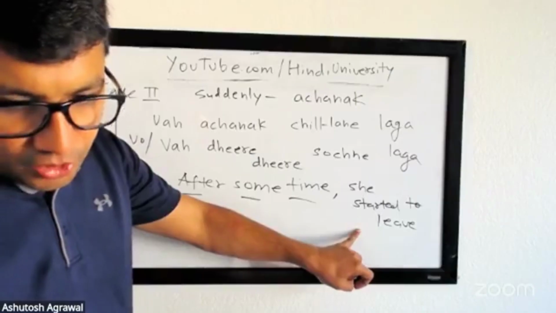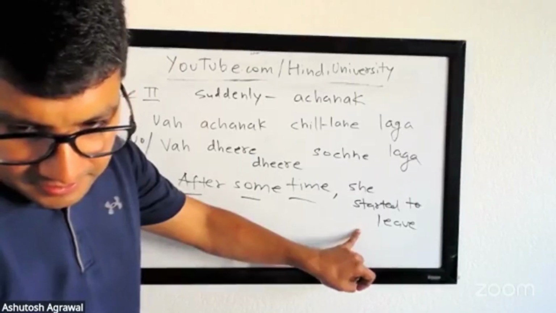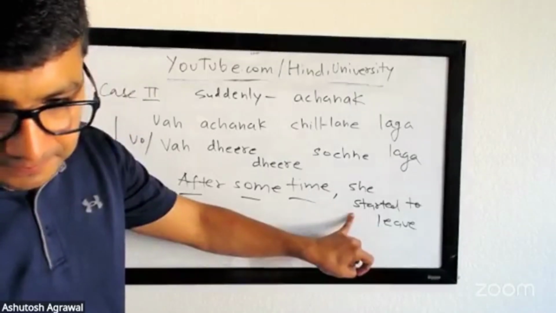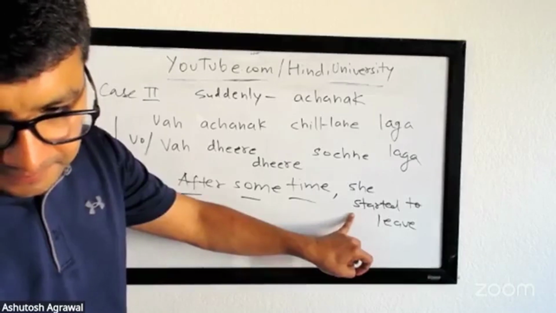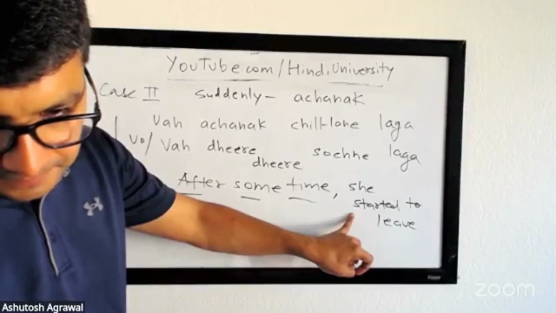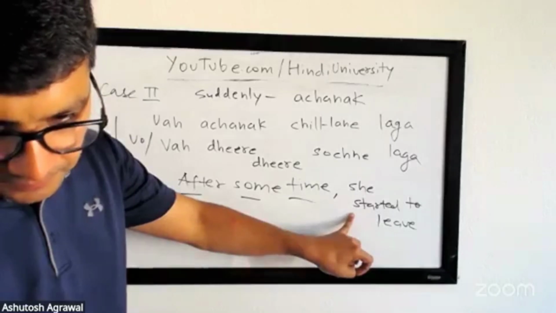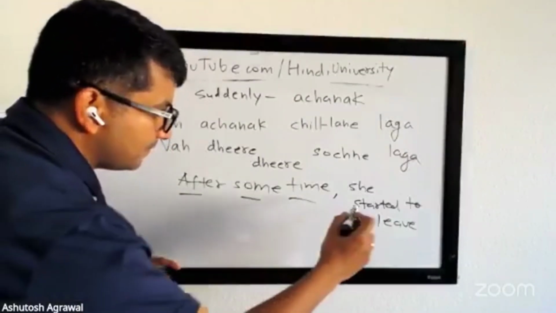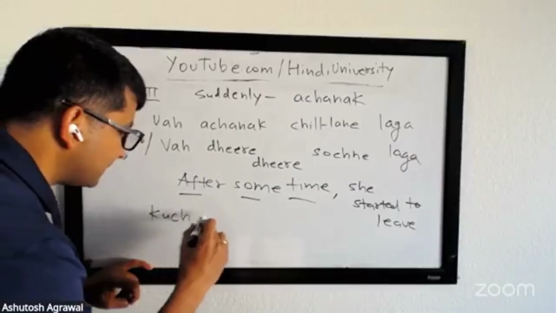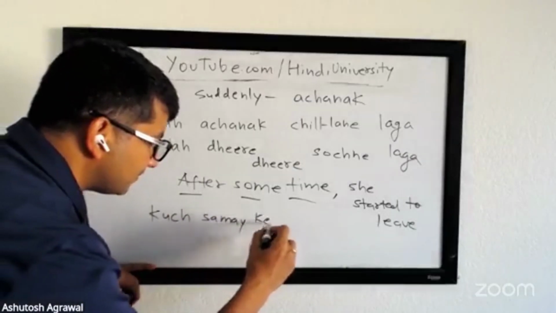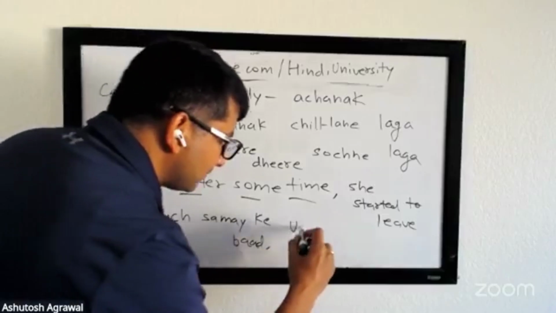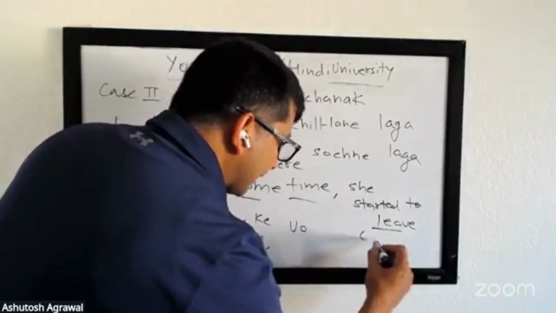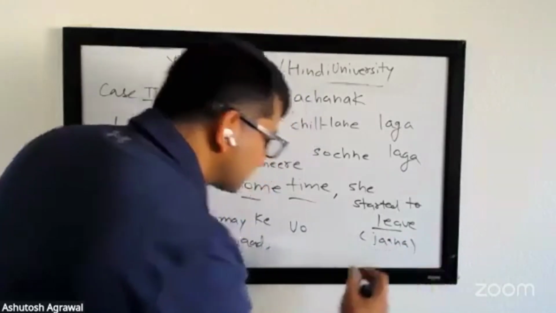Anong is from Thailand. Okay, no worries. Do you want to give it a try? I'll try. After some time, kuch samay ke baad, she started to leave. वो छोड़ने लगी. Okay, I'm going to just use the simple word jana to describe leaving a place.